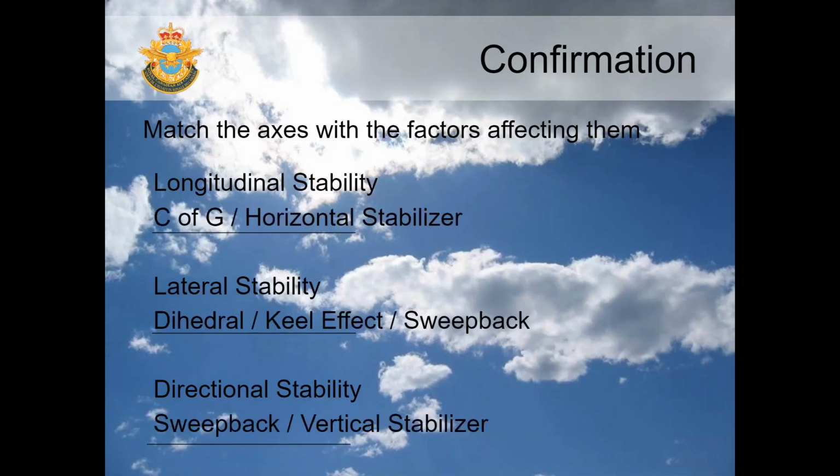So center of gravity and horizontal stabilizer will help with longitudinal stability, while dihedral effect, keel effect, and sweepback will help with lateral, and sweepback again and vertical stabilizer will help with directional stability. If you're unsure of any of these terminologies, feel free to go back to the lesson and go back to each timeline that talks about each effect.